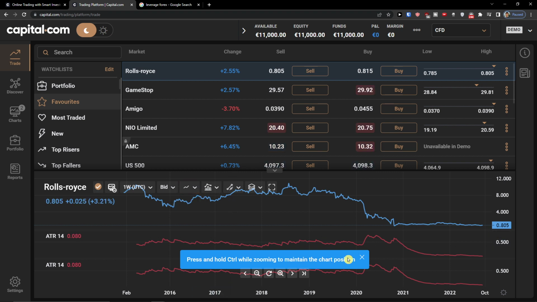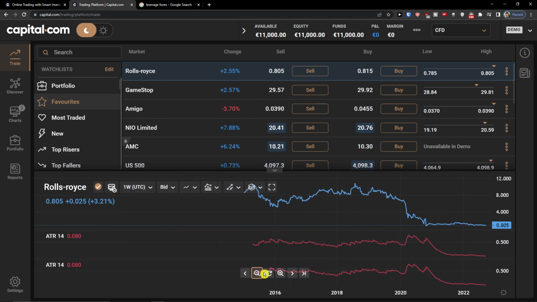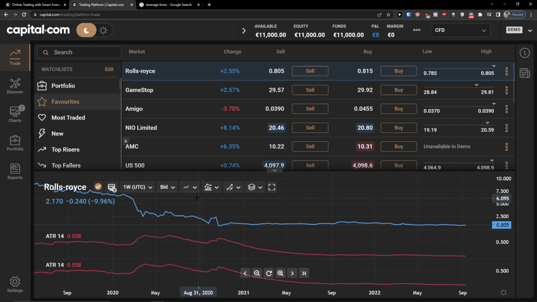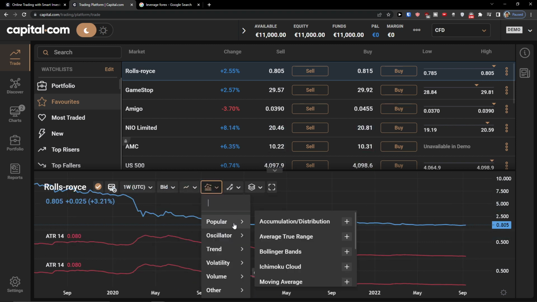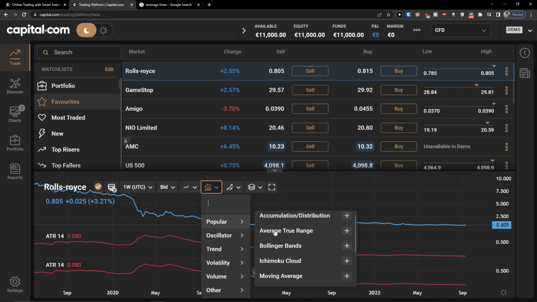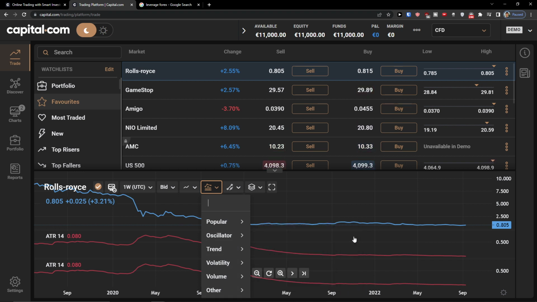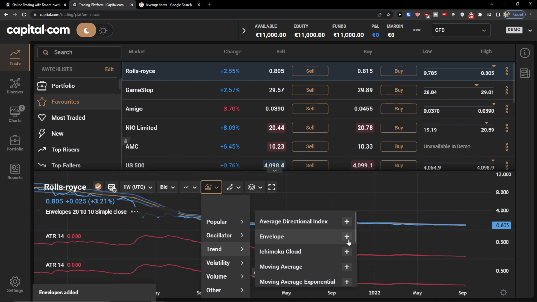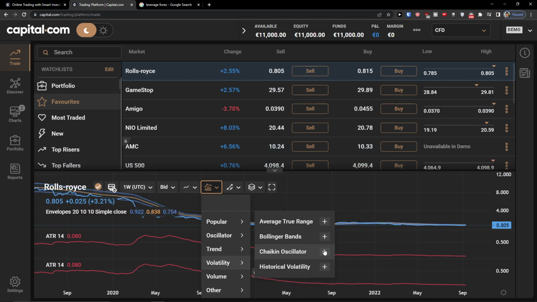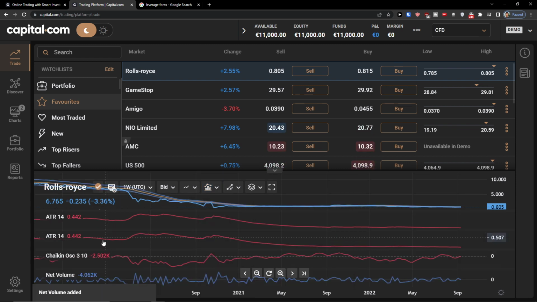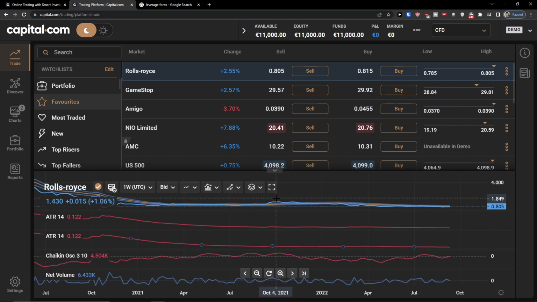Then indicators, you're going to have, let's say, average true range. So that's something you can do. You can zoom in, zoom out, reset the chart. And you can have all the trends here, like envelope. So a lot of things that you can do. Right now it's a little bit chaotic here, but this is pretty much how you can do it.